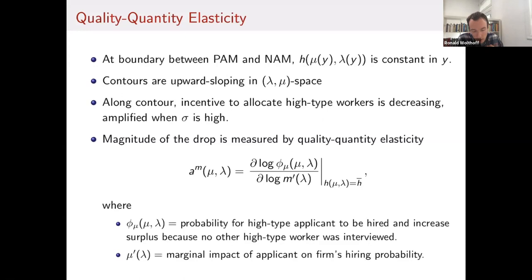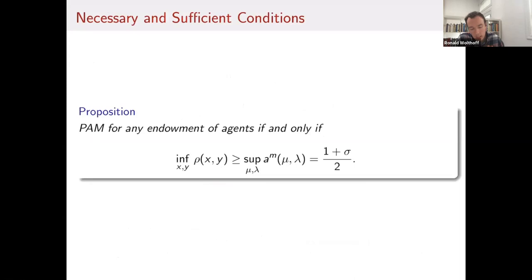So you can define this for any mu and lambda. But what is going to matter, you can see that on the next page, is that to derive conditions for sorting that hold true for any endowment of agents, we are going to compare the lowest value that the elasticity of complementarity takes to the highest value that this quality quantity elasticity ever takes. So in order to ensure that we always have positive assortative matching, it needs to be true that the elasticity of complementarity is always larger than that quality quantity elasticity. So that's why we get the inf on the left-hand side and the supremum on the right-hand side.